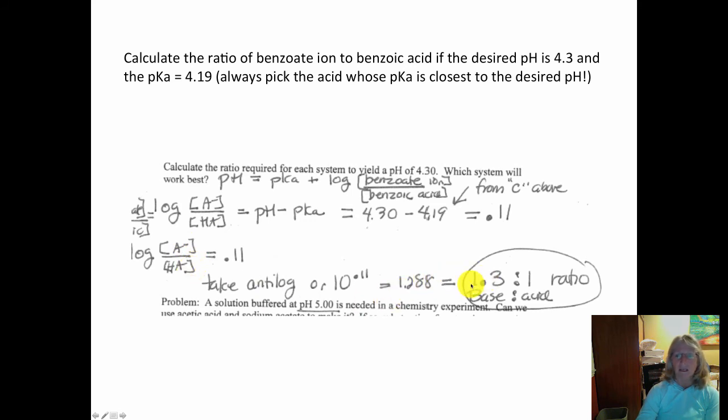What we're saying is if you had enough, you could take 1.3 moles of benzoate and have it be proportional to 1 mole of benzoic acid. Or it could be 0.13 to 0.1. Any relationship that retains that or keeps that ratio that you've just calculated. So let's try a couple more until it becomes innate.